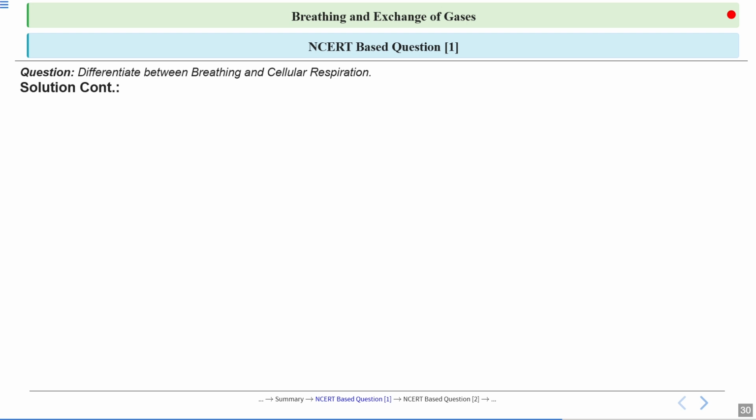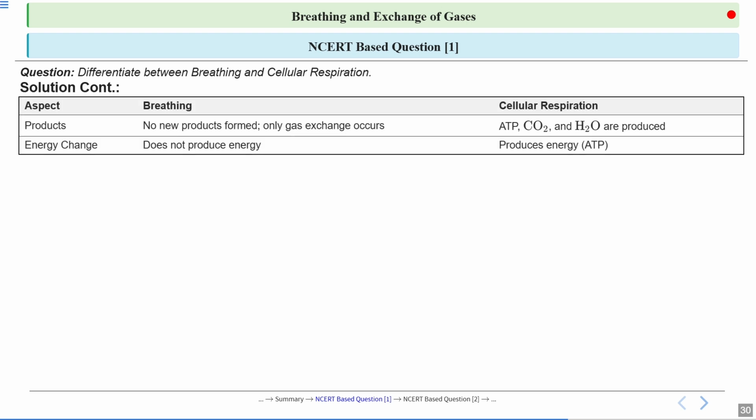Now you can see in breathing, no products are formed. Only the exchange of gases occurs. And in cellular respiration, ATP is produced, which is a source of energy. Then carbon dioxide is produced as a byproduct, and water is also produced. In breathing, there is no energy produced, and in cellular respiration, energy is produced in the form of ATP.